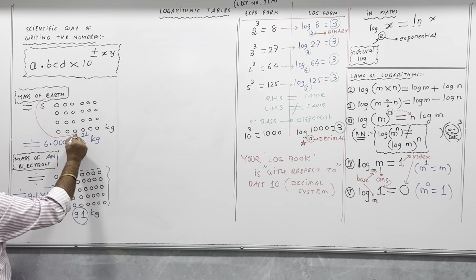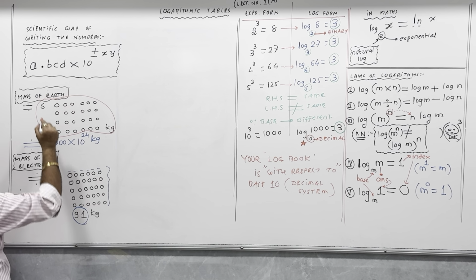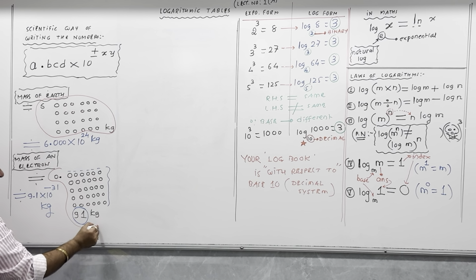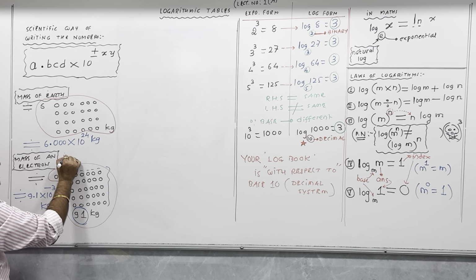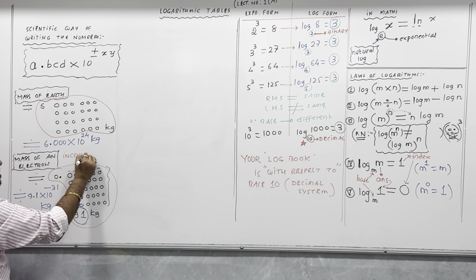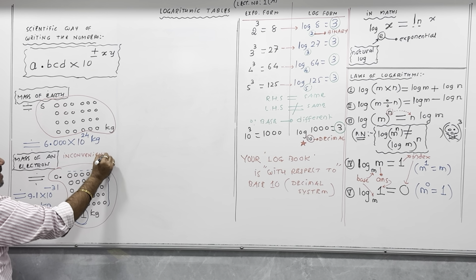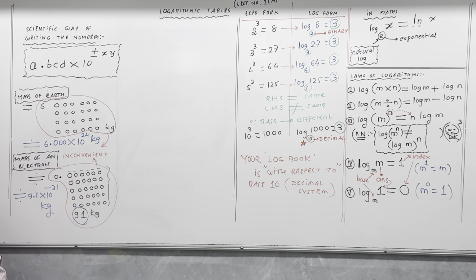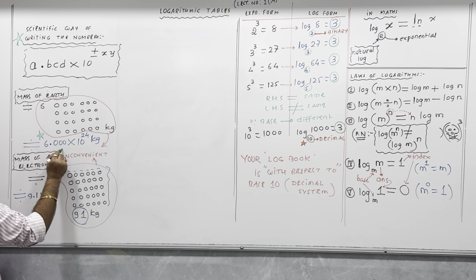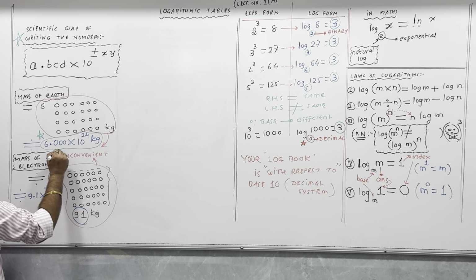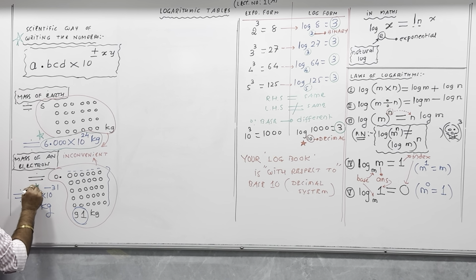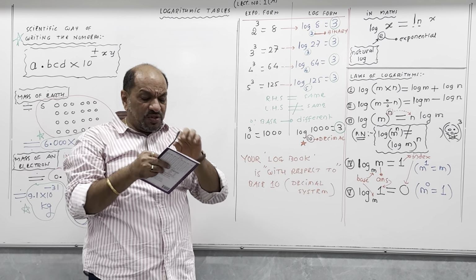If you write the number this way or this way, can I say this is inconvenient way of writing the number? Do you agree with me? This is inconvenient way of writing the number, and therefore we go for scientific form. इसका scientific form ये है, ये वाला, और इसका scientific form ये है, ये वाला. समझा बेटा अच्छे से?